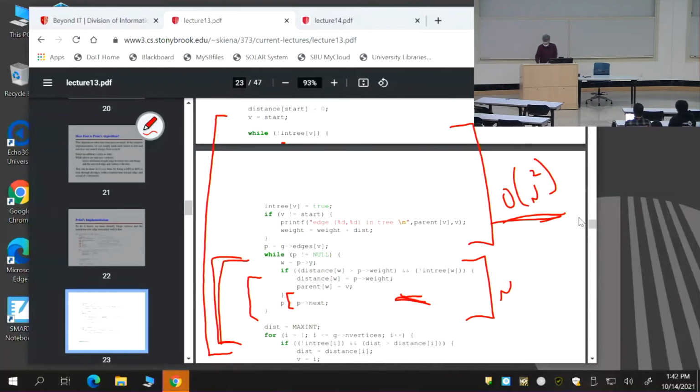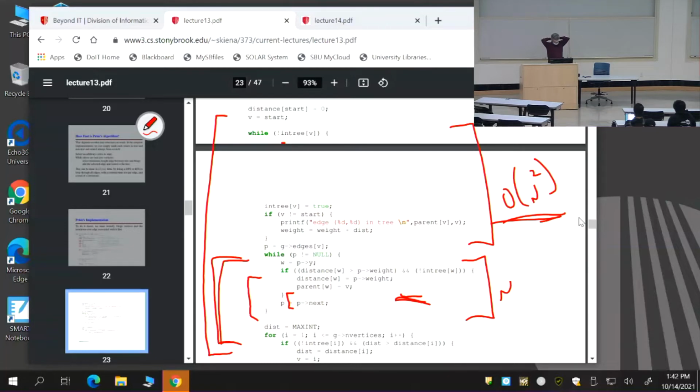So instead of scanning through all the edges every time we want to find the cheapest one to add, we're only going to scan through the edges that could possibly be the cheapest one to add, which is namely the cheapest way to get to any vertex that we know of so far, to get to every vertex that is not in the tree yet. Any questions about that? Yes.